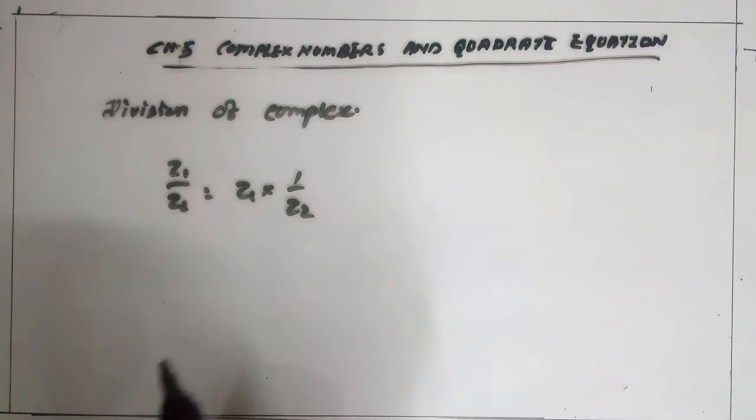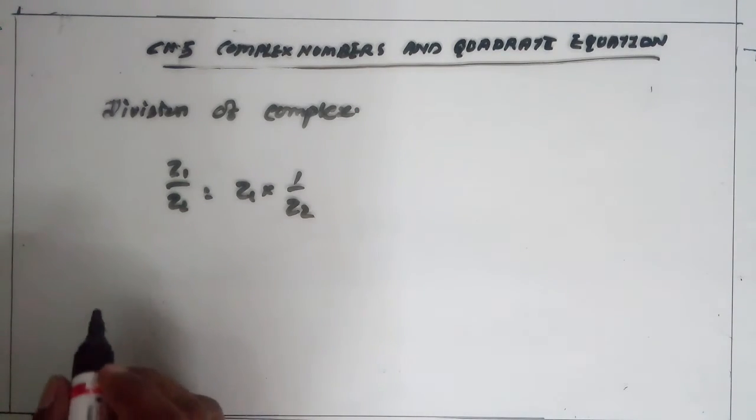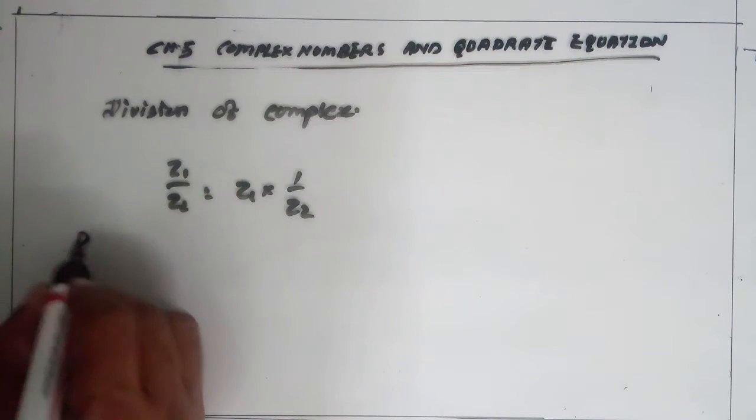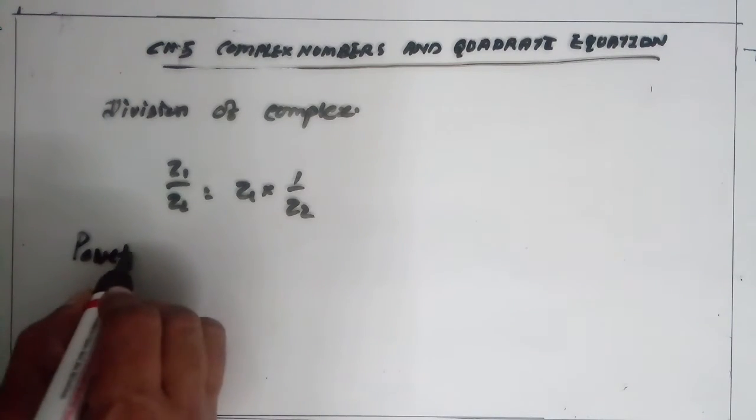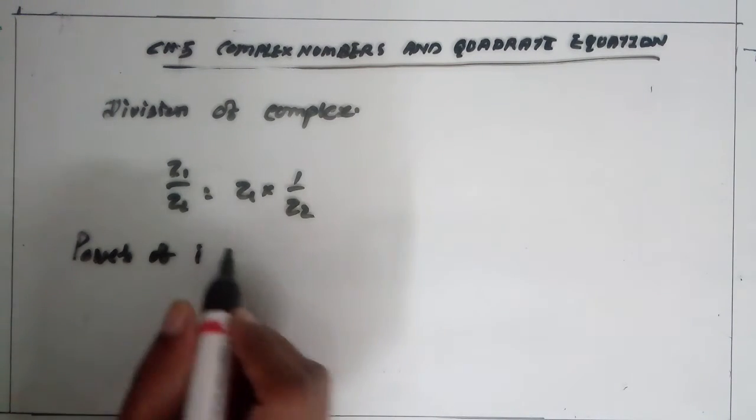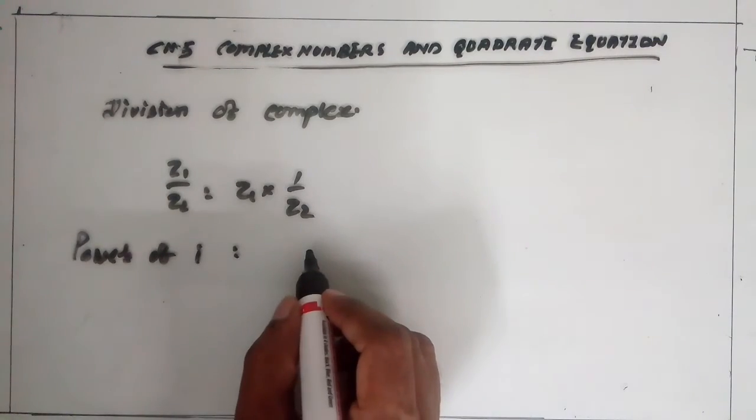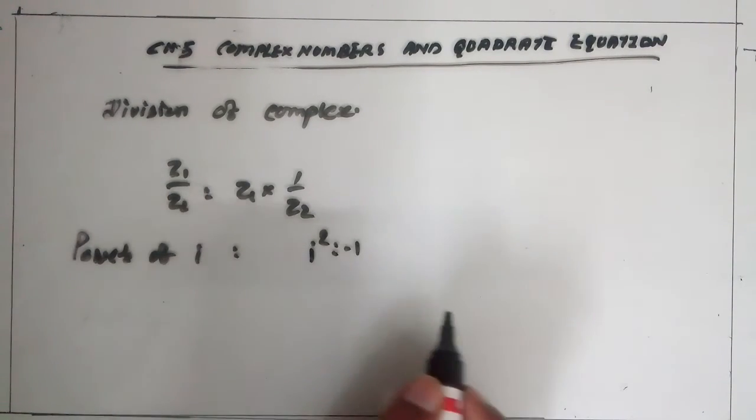Clear? Now, power of i. You know that i square is equal to minus 1.